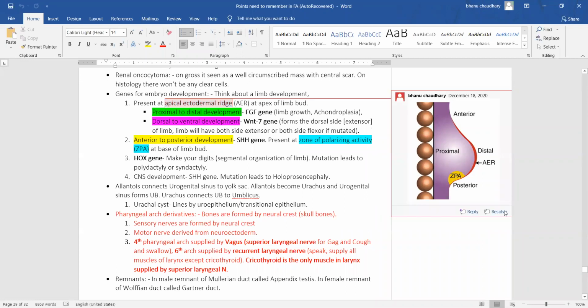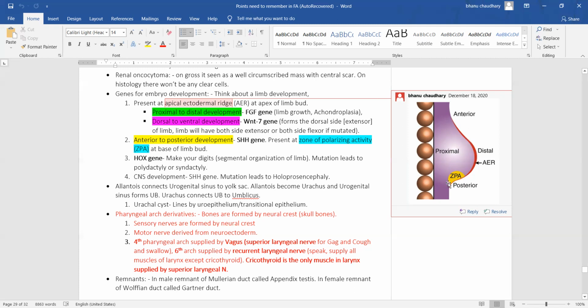So this is your limb bud. In your embryogenesis, this limb bud is going to form your hand. Let's suppose this is going to be your hand in the later stages. When this is a limb bud, it has certain genes on it. At the very apex, as you can see, is the apical ectodermal ridge, and this apical ectodermal ridge consists of two genes. One is the fibroblast growth factor gene, and the second is the Wnt7 gene.